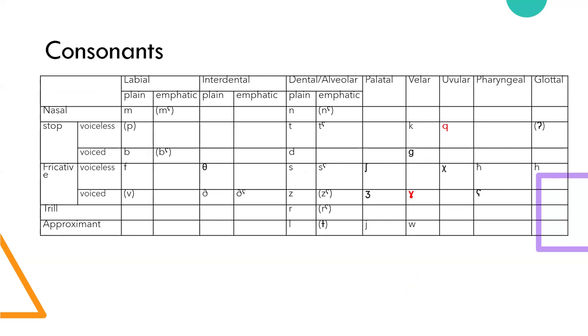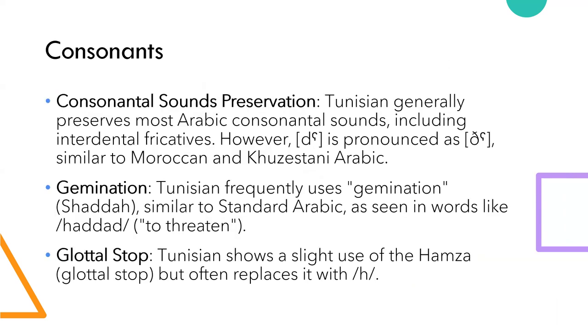The findings show the existence of most of the standard Arabic phonemes, with a few additions that we will explain. One very interesting difference from Modern Standard Arabic is the fusion of the dad and the dha. They are both pronounced in Tunisian Arabic as dha.